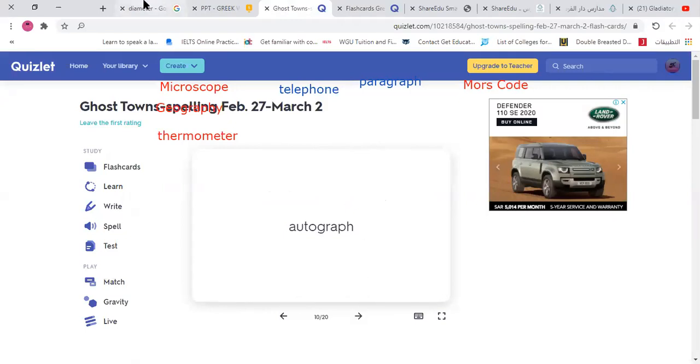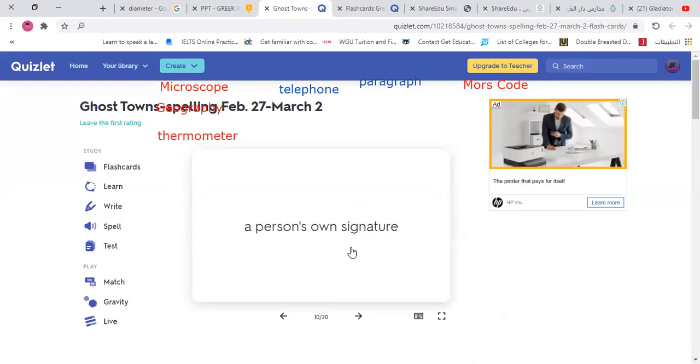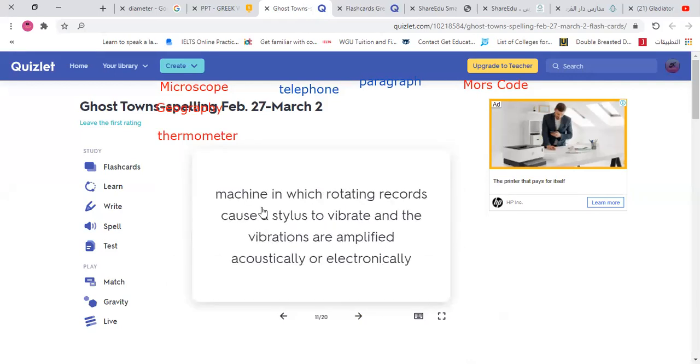Autograph. Autograph, it means what? It means a person's own signature. Auto means self. Graph means written. Autograph means your own signature. Phonograph. Phono means voice. Graph means written. So phonograph is a machine in which rotating records cause a stylus to vibrate, and the vibrations are amplified electronically.